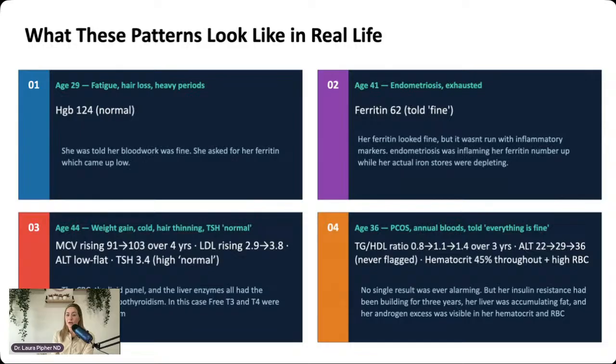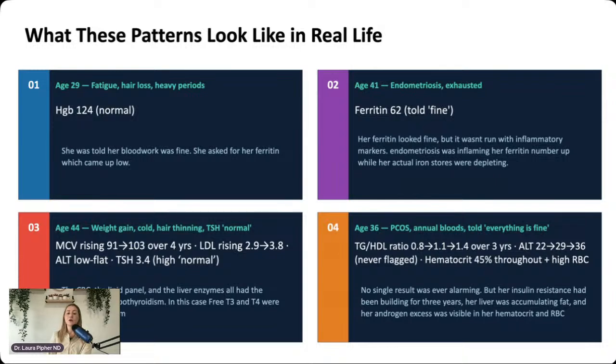Endometriosis was causing inflammation. That means that ferritin went up when actual iron stores were super low. Case 3, we had somebody who's 44, with weight gain, feeling cold, hair thinning, TSH normal. So they had their thyroid done a few years ago. It was in the high normal, 3.4. So it wasn't flagged, but they still have weight gain. They're cold, their hair's thinning.